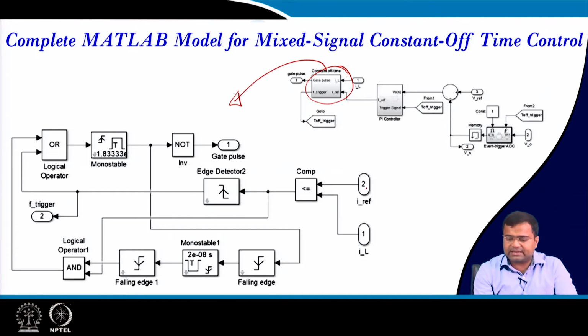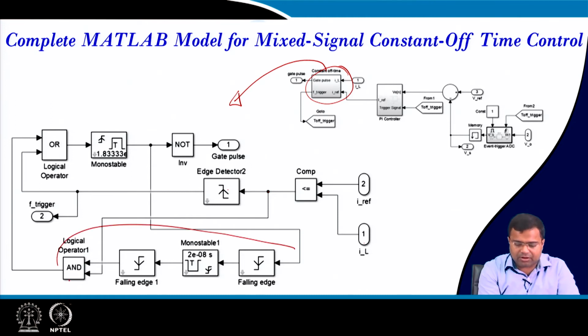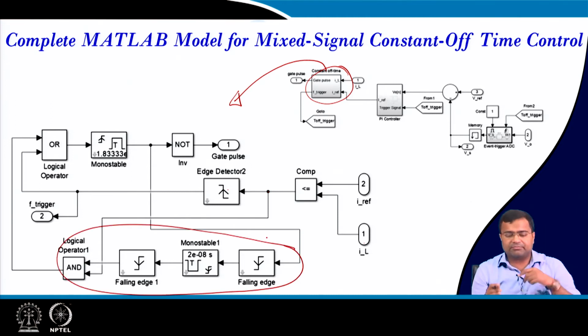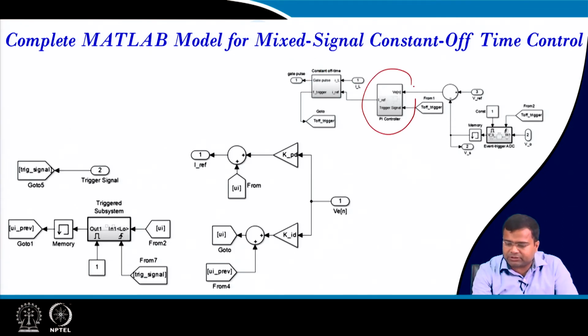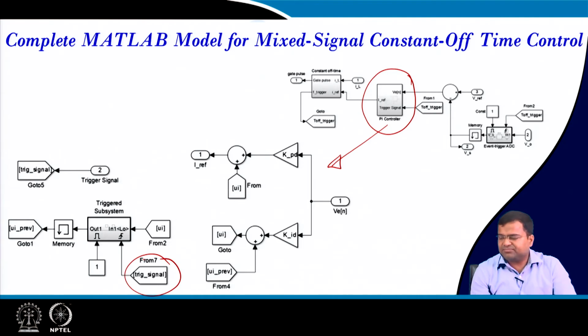So, this block takes IREF and IL. Whenever the inductor current hits the peak current, the rising edge comes, and that will trigger the monoshot timer. And this is the additional block which is used for minimum on time, because it requires a minimum on time. If you explore this block, we have discussed it multiple times. The only difference is the trigger pulse. We are using this trigger pulse, and this is created from the comparator output.